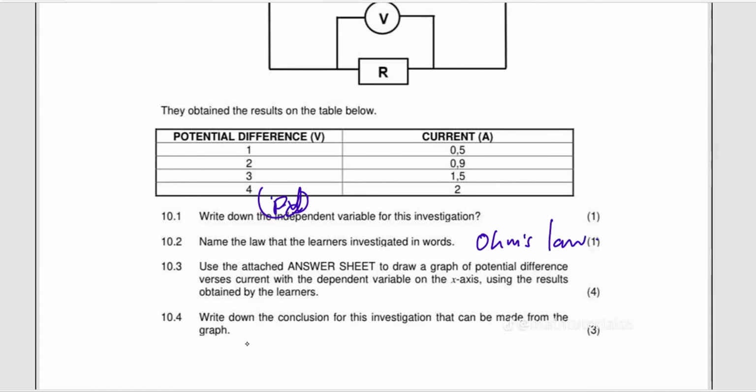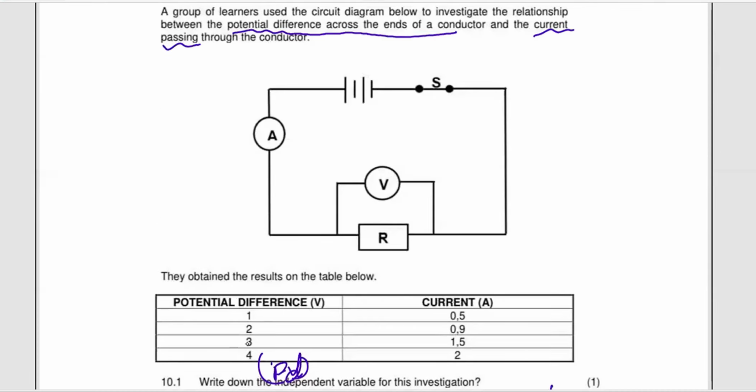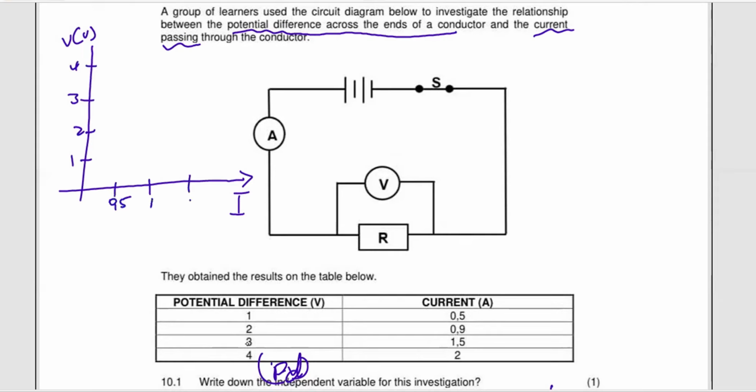And then use the attached results to draw the graph. When you look at the graph, it should be something like this. The current is here, and the voltage is that side. So if this is, let's say, 1, 2, 3, 4, and then we can have 0.5, 1, 1.5, and 2. So 1 is going with 0.5, then 2, and then 3 is going to be 1.5, and 2 is going with a 4. Then you just connect these, which should give you somewhat of a straight line.